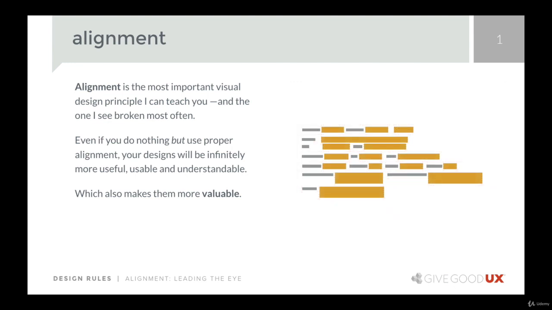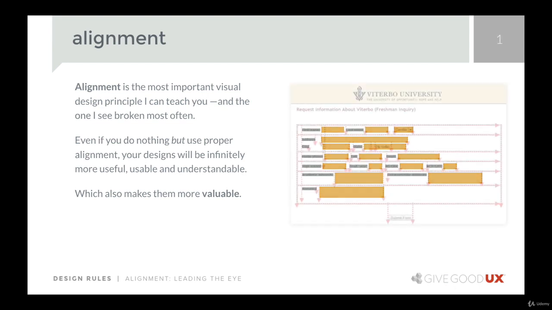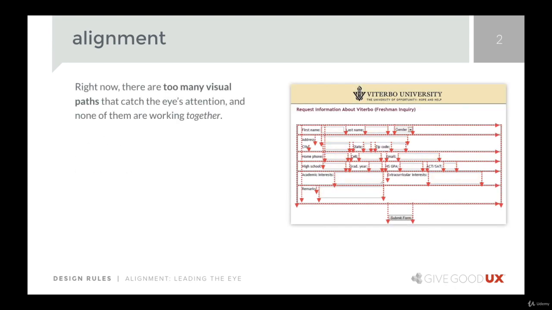You see how everything is just sort of randomly scattered? See how nothing is aligned with anything. The labels aren't aligned, the fields aren't aligned. There are inconsistencies in spacing all over the place. There's no balance, there's no rhythm, there's no harmony. And there's also no dominance. Right now, there are too many visual paths that catch the eye's attention, and none of them are working together.